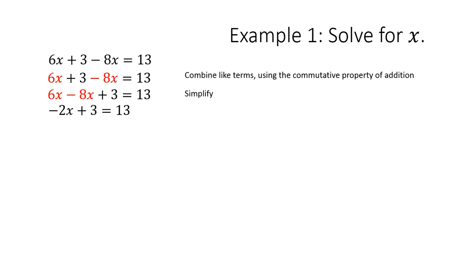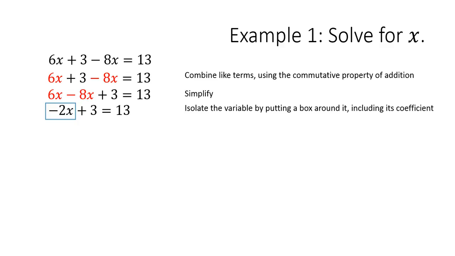And then from here, this is a two-step equation that should look familiar to you. So the first step I'm going to do is isolate the variable by putting a box around it. That's a technique I like to use, including its coefficient, which is negative 2. So make sure you put the box around negative 2 also. And then since 3 is being added to negative 2x, I want to subtract 3 from both sides in order to move it to the other side of the equal sign.